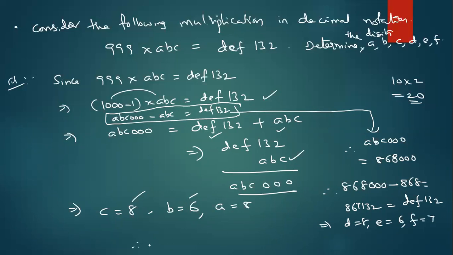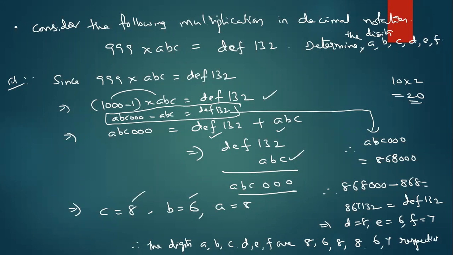That is the answer. So the digits A, B, C, D, E, F are what? What is A? 8. What is E? 6. Next, D is how much? 868867, actually right. So once again, practice is required. This one.